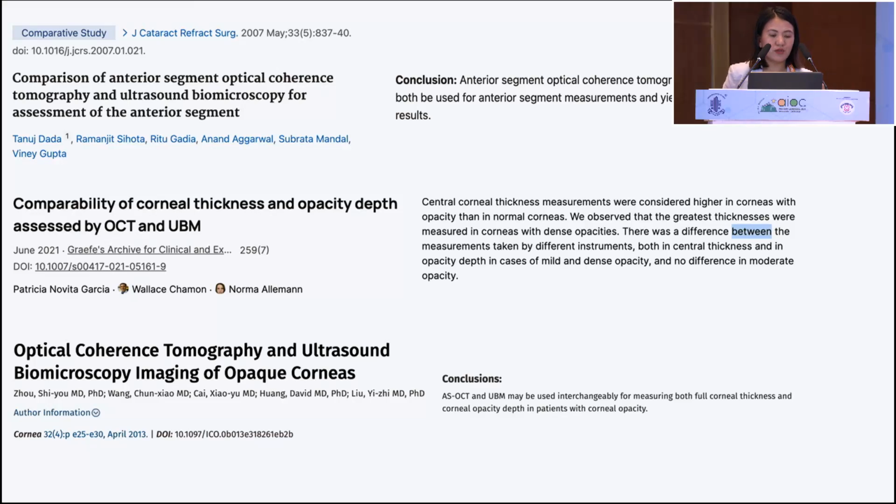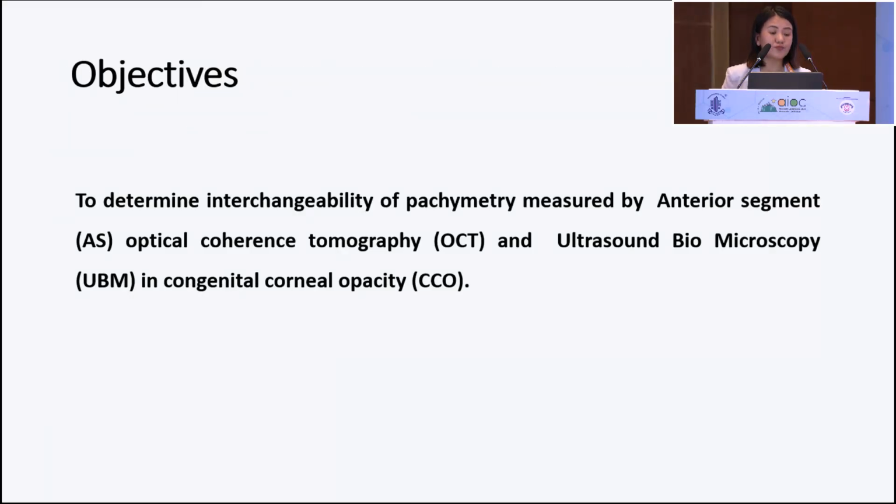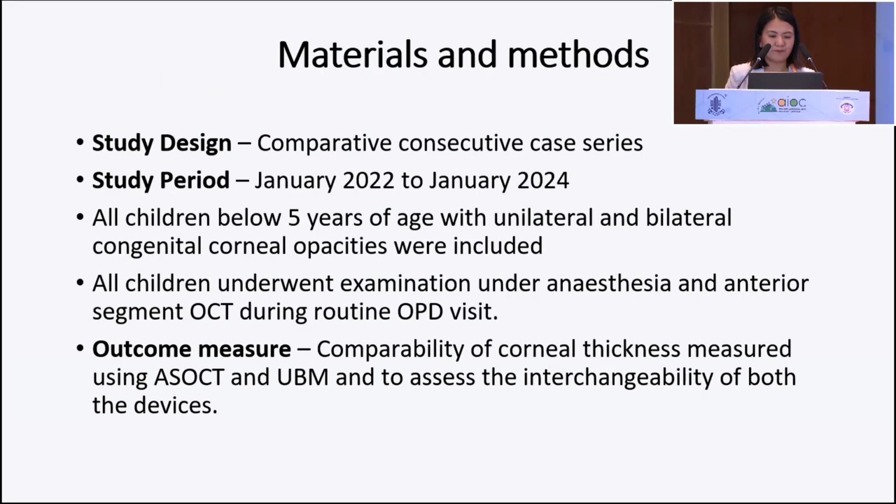But in corneal opacity, there are studies which show a variable correlation or interchangeability between these two modalities. This is a recently published article from our department itself, where we found that AS-OCT does provide preliminary data and can help us in diagnosing at an early stage, but UBM remains the gold standard. So our objective was to determine the interchangeability of the pachymetry measures by AS-OCT with that of the UBM. It was a comparative consecutive case series of children enrolled over a period of 2 years, less than 5 years of age.